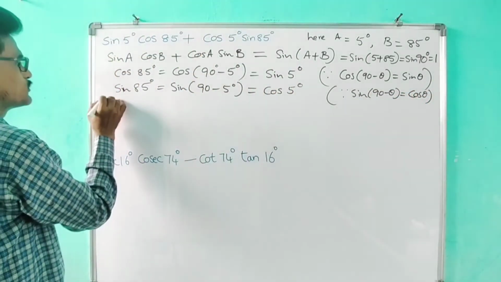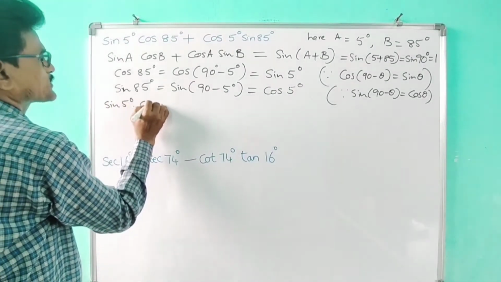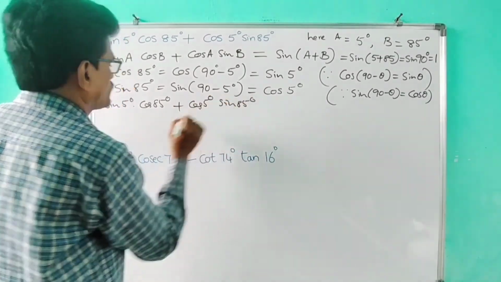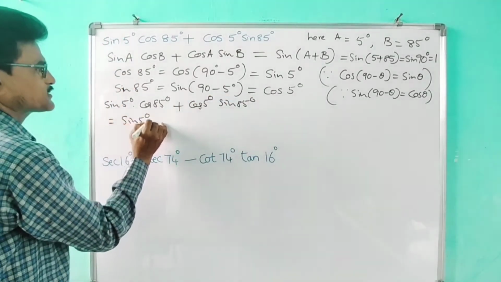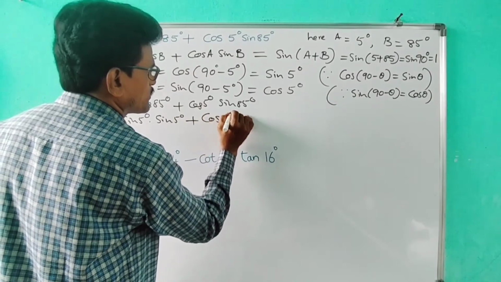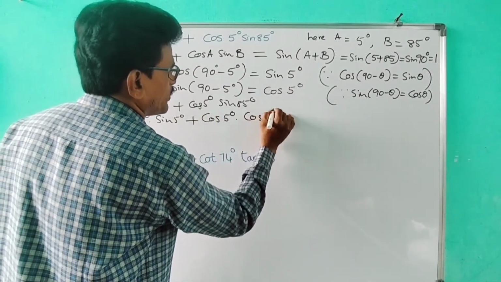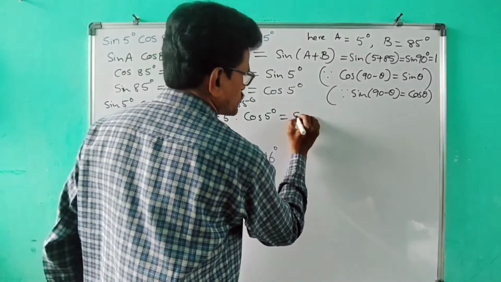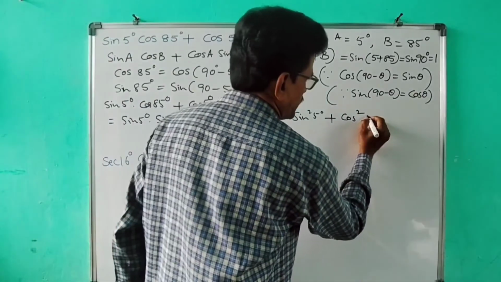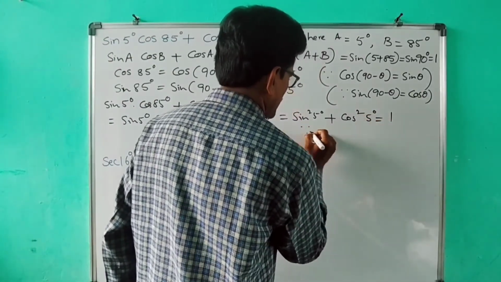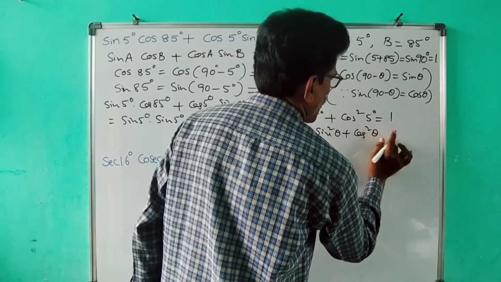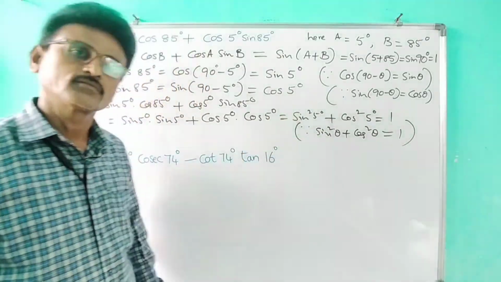Now once again I am writing sin 5 degrees cos 85 degrees plus cos 5 degrees sin 85 degrees equals sin 5 degrees times sin 5 degrees plus cos 5 degrees times cos 5 degrees, which is sin square 5 degrees plus cos square 5 degrees, nothing but 1, since sin square theta plus cos square theta is 1. This is the identity we are using here.